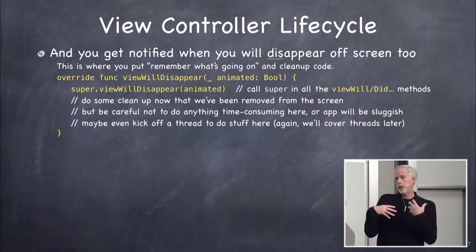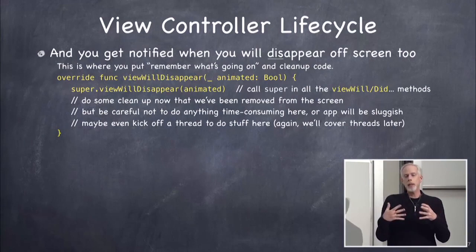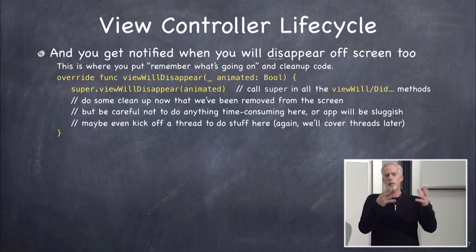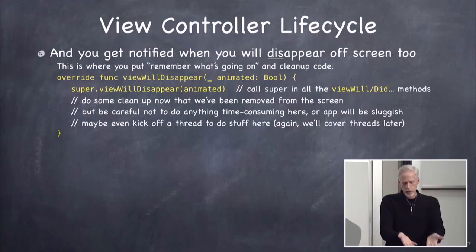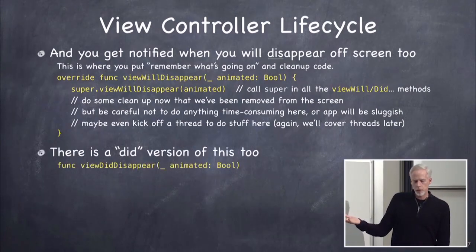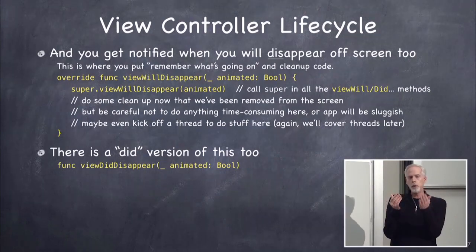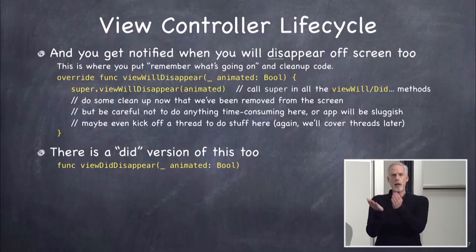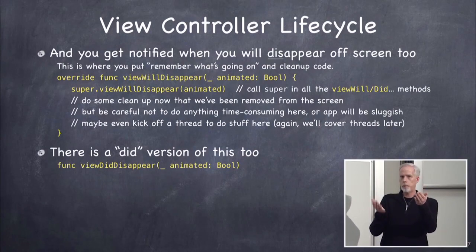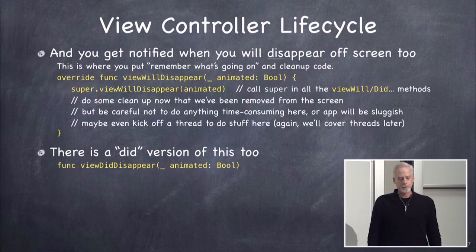Your MVC disappeared, and so if you allocated some resources that you don't need, like a network connection that only makes sense to be open while your MVC is on, then here's a good place where you can shut it down. And there's a did version of this as well, right? A lot of times people look at View Did Appear and View Will Disappear as matched. One undoes the other, and the same thing with View Will Appear and View Did Disappear. Those are going to undo each other.